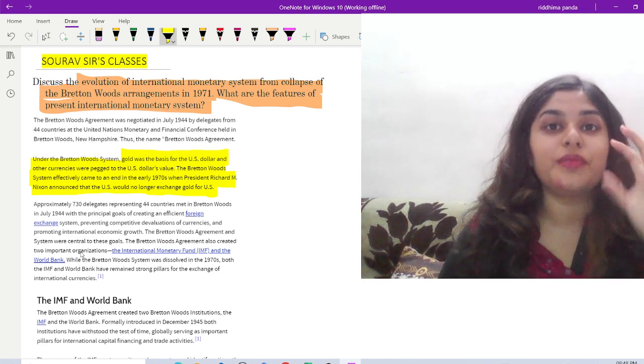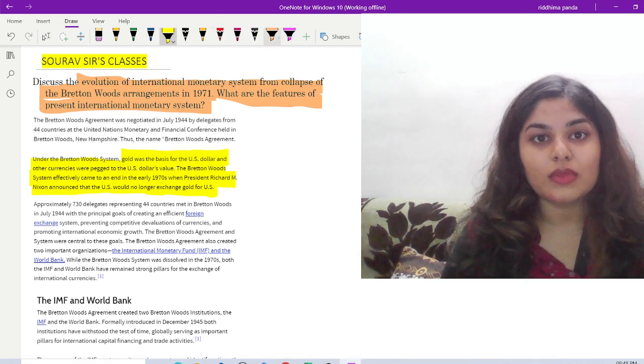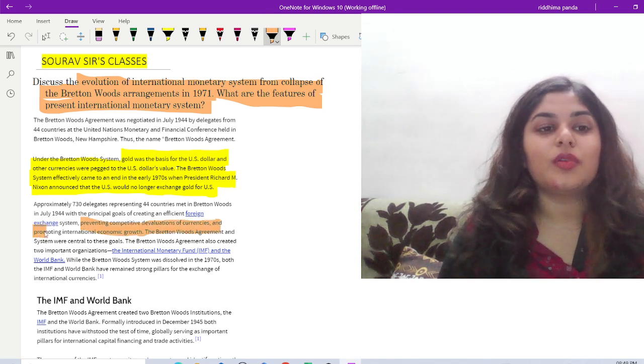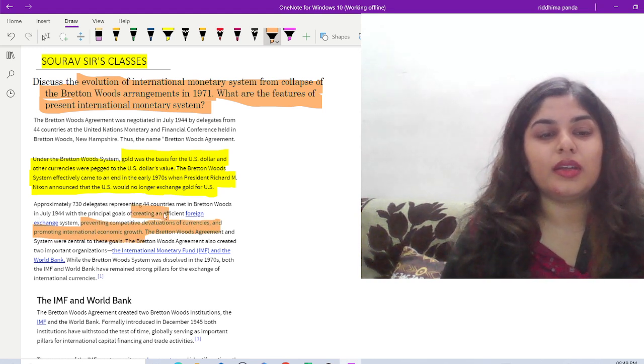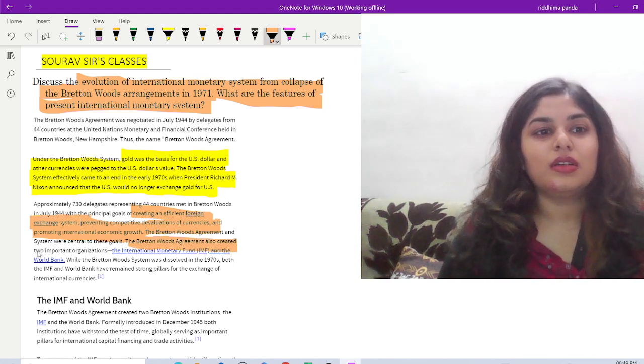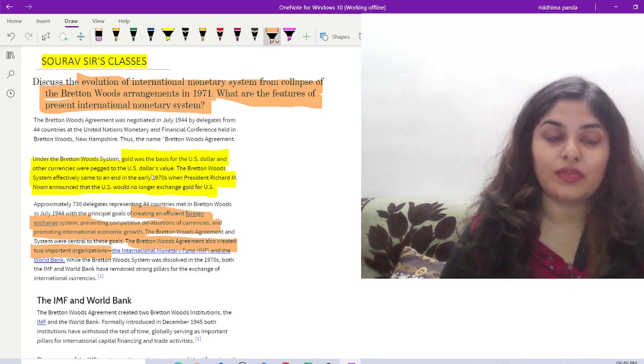What were the objectives of forming this Bretton Woods Agreement? They are as follows: preventing competitive devaluation of currencies, promoting international economic growth, and apart from that, creating an efficient foreign exchange system. The Bretton Woods Agreement also created two important organizations. This is very important: the IMF and the World Bank.